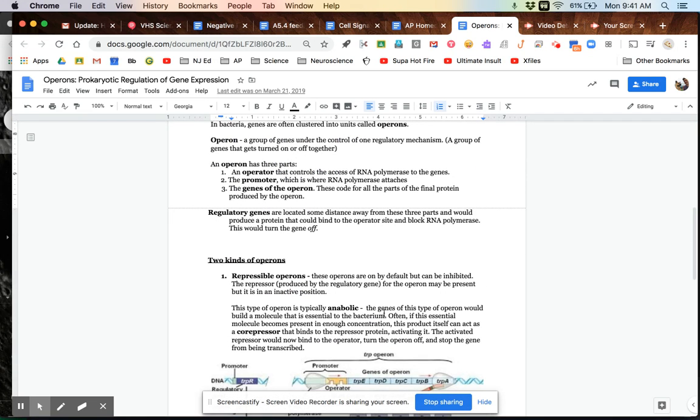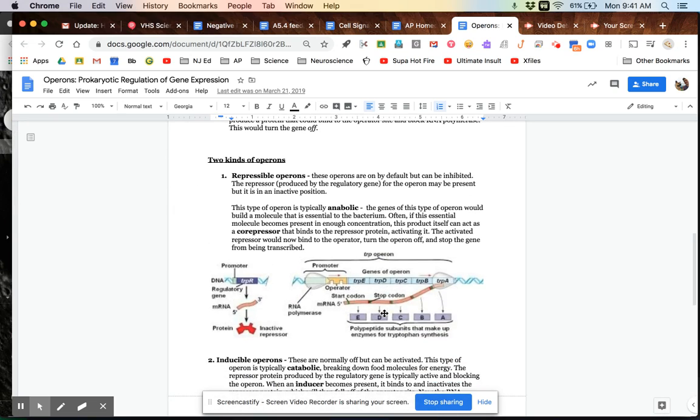So an operon has a few parts to it. All the parts are the DNA. So we're just talking about areas of this strand of genetic material. There's an operator, a promoter, and then the genes of the operon. That's the operon itself. And then there's usually a regulatory gene. Okay, so let's take a look at this trp operon right here.